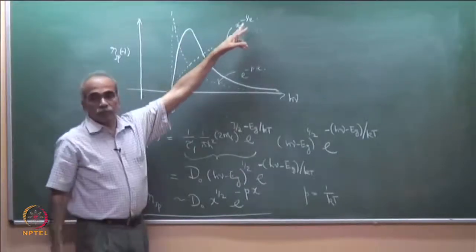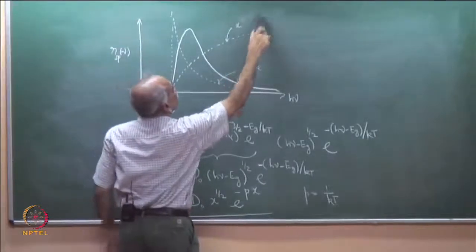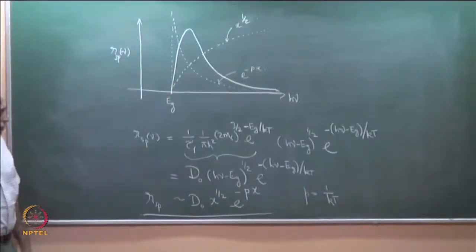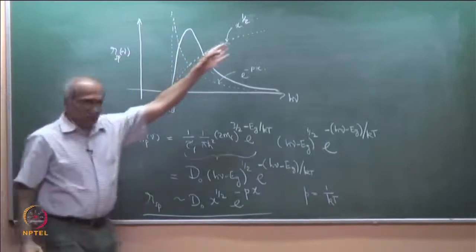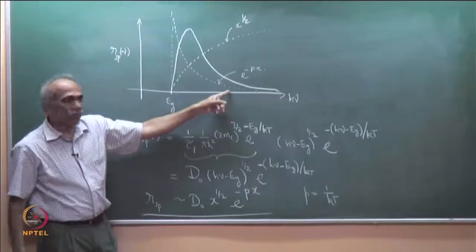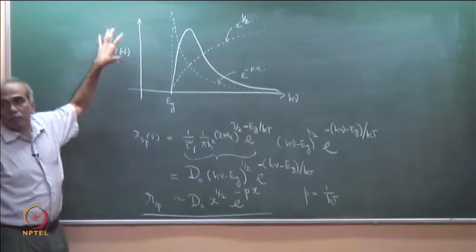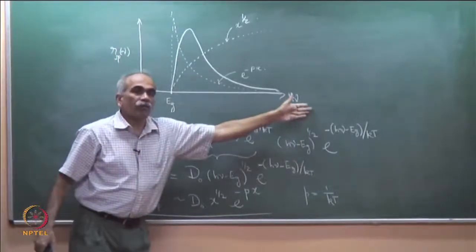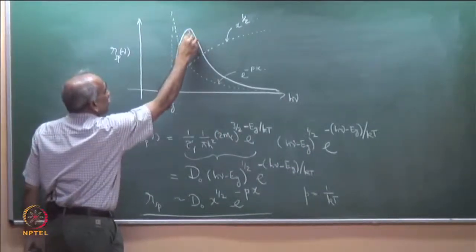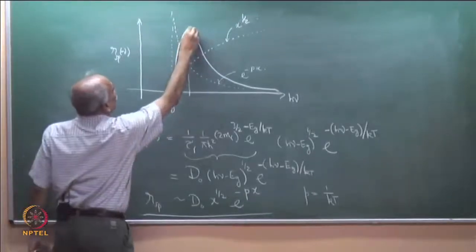Please remember that x power half, oh I am sorry, why did I write x power minus half, x power half, please correct this, x power half. X power half is a much slower variation, exponential dependence is much faster. So, exponential takes over and then the net drops down. So, what I have plotted is rate of spontaneous emission as a function of h nu, which means it is maximum at some value here. So, R S P max corresponds to some value here.